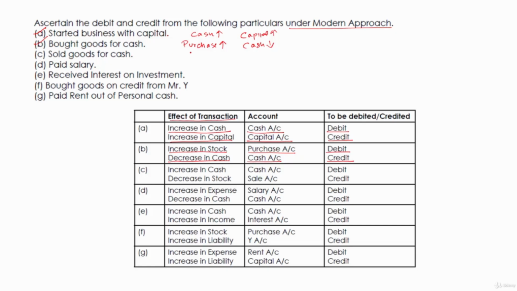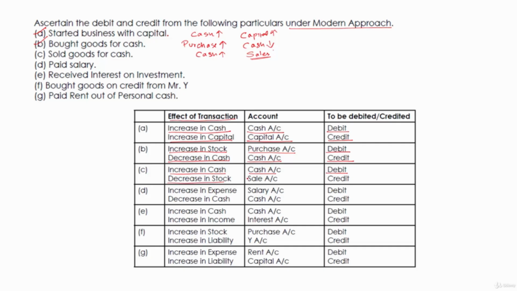Item C. Sold goods for cash. So you are going to get cash. Okay, cash is increasing and goods are going out. So instead of calling goods, we'll say sales, right? So what is happening here? Goods are going out, cash is coming in. So we'll say increase in cash, account affected is cash account, cash is coming in, so we'll debit it.